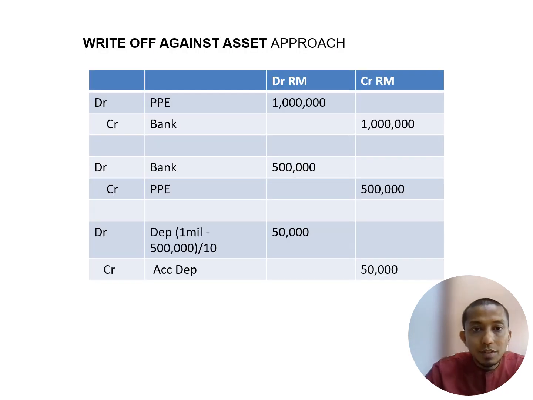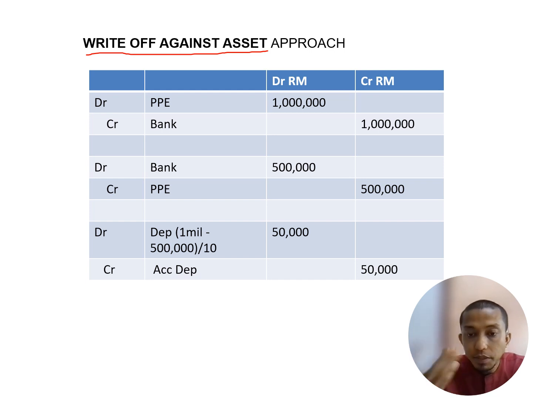So this is the example related to asset, the writing off against asset method. In this one, you can see that debit PPE, the asset itself, is 1 million, credit bank 1 million.